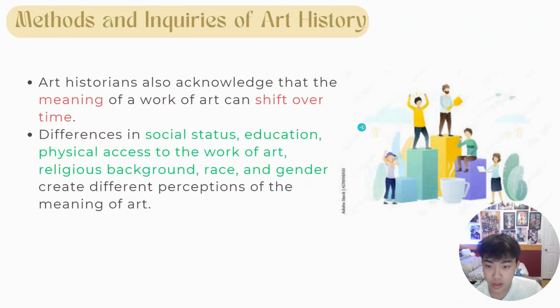Art historians also acknowledge that the meaning of a work of art can shift over time. Differences in social status, education, physical access to the work of art, religious background, race, and gender create different perceptions of the meaning of art.